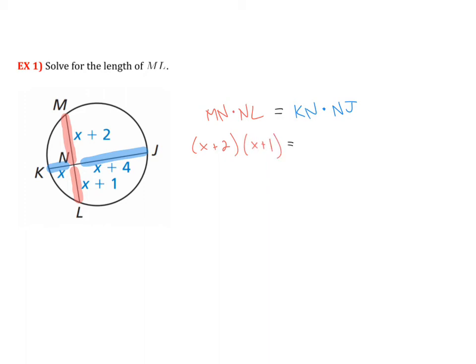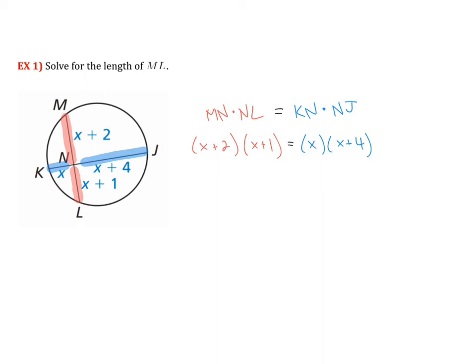And this will be equal to KN, which is here, x. And then NJ is going to be x plus 4. So we have KN, which is x, times x plus 4. All right, now, on the left side of the equation over here, I have two expressions that need to be multiplied. And when we see this, you can either FOIL, which is multiplying the first terms, the outside terms, the inside terms, and then the last terms, right? That's FOIL. First, outside, inside, last.